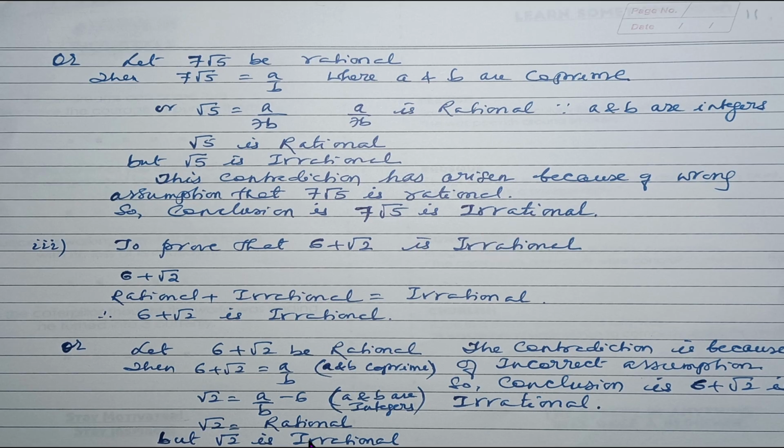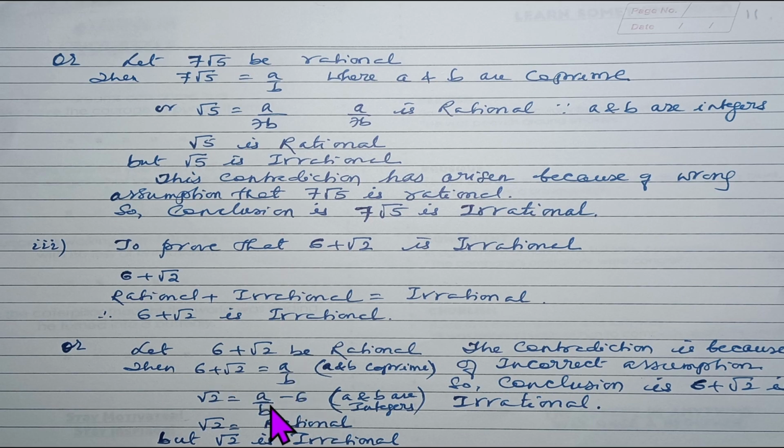Now the next example is to prove that 6 plus root 2 is irrational. As we already know that the sum of a rational and irrational is irrational, which is a direct method, therefore definitely 6 plus root 2 is an irrational number. But to prove that by contradiction method, let us assume that 6 plus root 2 is a rational number, then 6 plus root 2 is equal to a upon b.